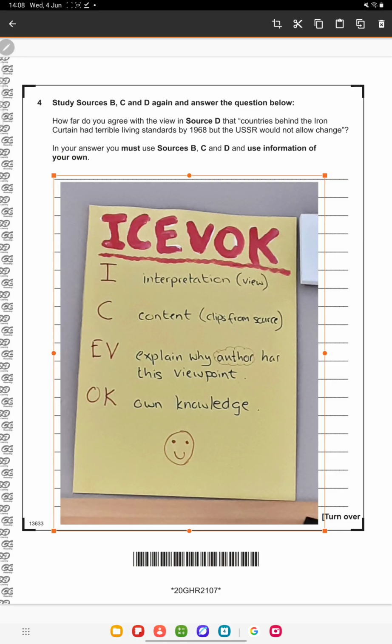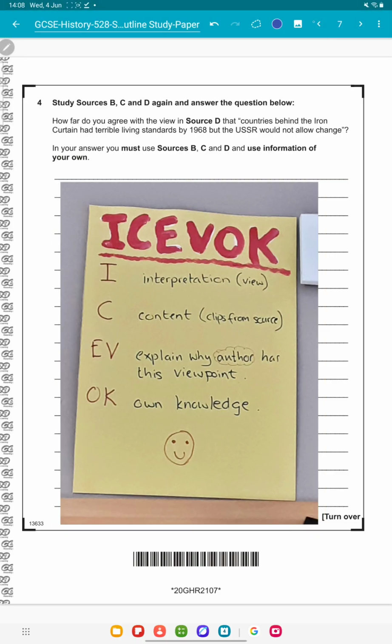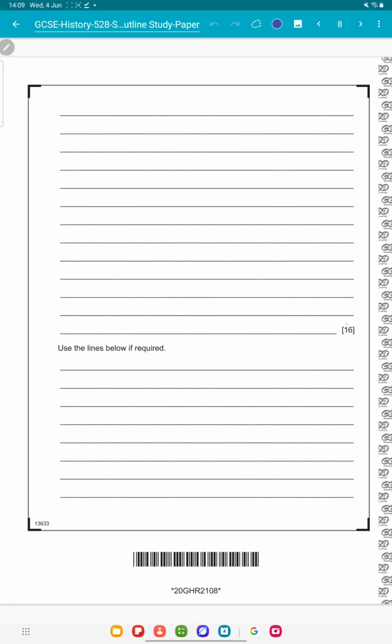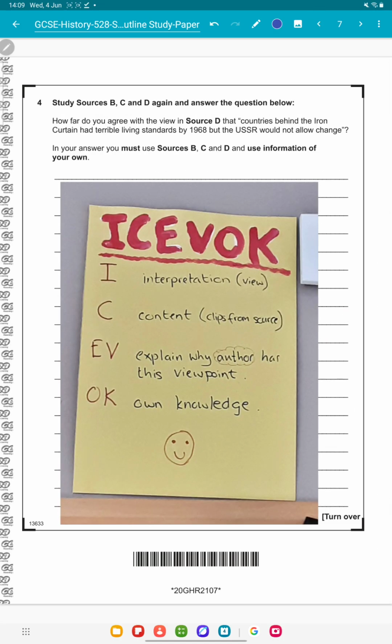So just to give you the timings for this before we start looking at it, there's 16 marks for this, okay? So roughly spend about 20 minutes on that question. So the ice fog question says, how far would you agree with the view in source D that the countries behind the Iron Curtain had terrible living standards? Start with source D, okay? And what you should be doing is going through the steps of the ice fog there, okay?